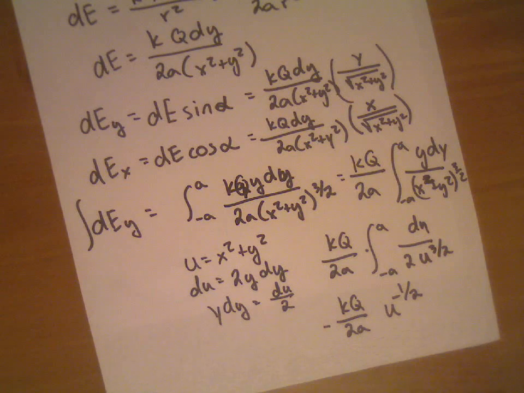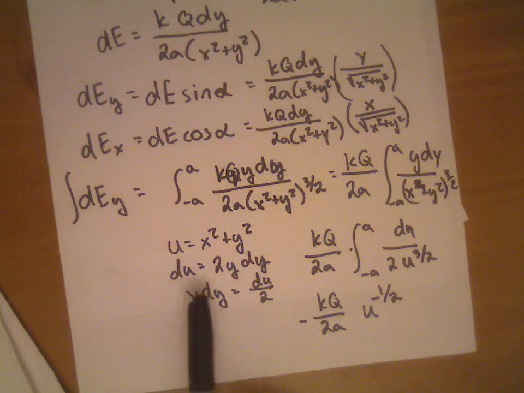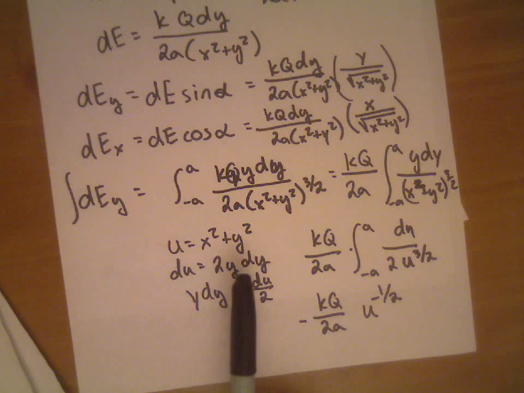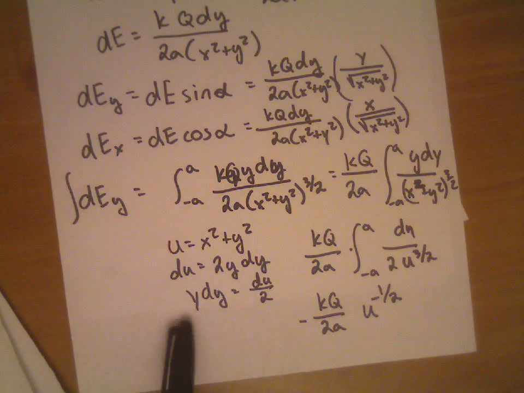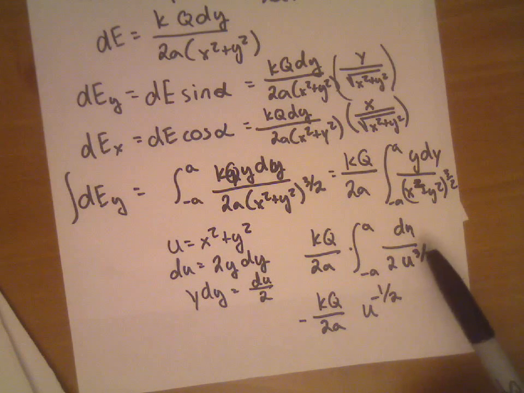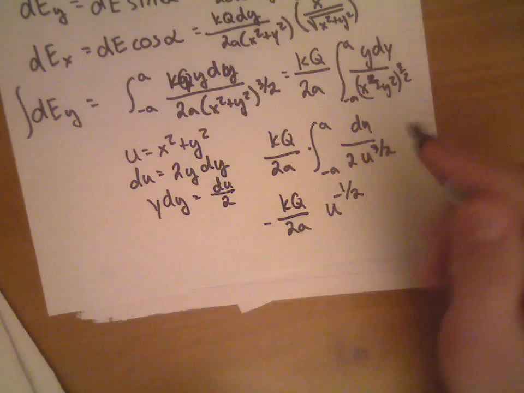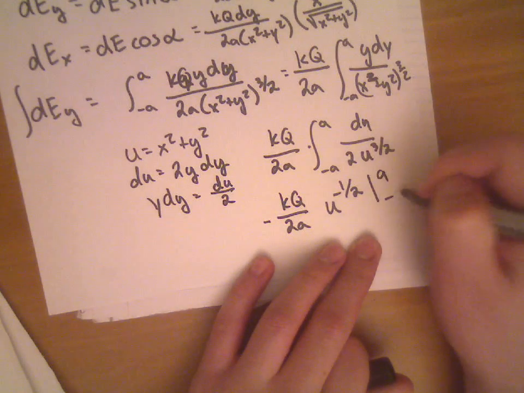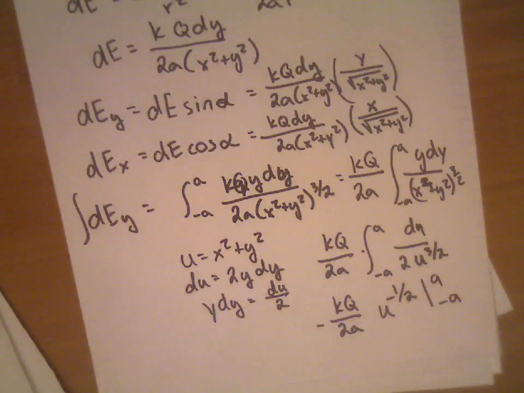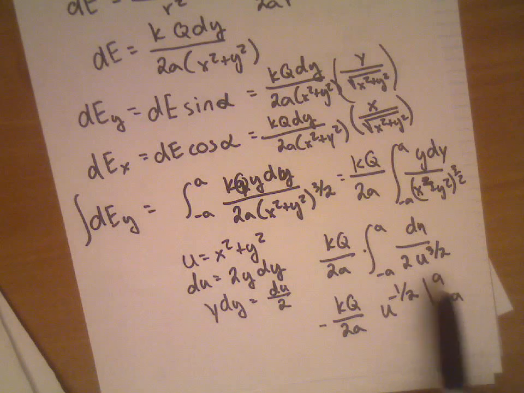So the integration for this one is going to be a u substitution. We're going to set u as x squared plus y squared, and we're going to set du as the derivative of that, which is 2y dy. And then we're going to go ahead and plug this into this equation. After we're done, we get our integral, which is negative kq over 2a multiplied by u to the negative 1/2, and we're going to go from negative a to a.